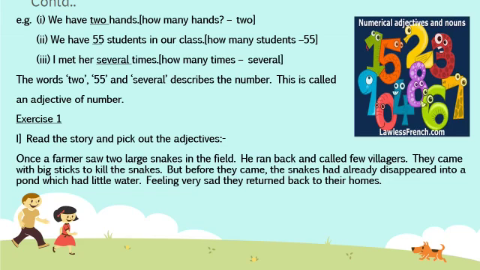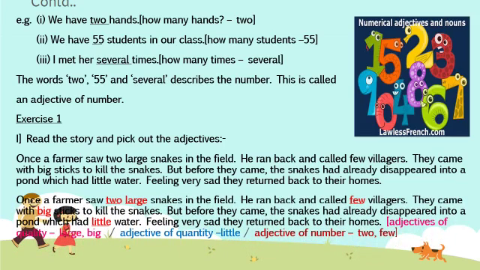Once a farmer saw 2 large snakes in the field. He ran back and called a few villagers. They came with big sticks to kill the snakes. But before they came, the snakes had already disappeared into a pond which had little water. Feeling very sad, they returned back to their homes. So that's the story. That's a plain story.